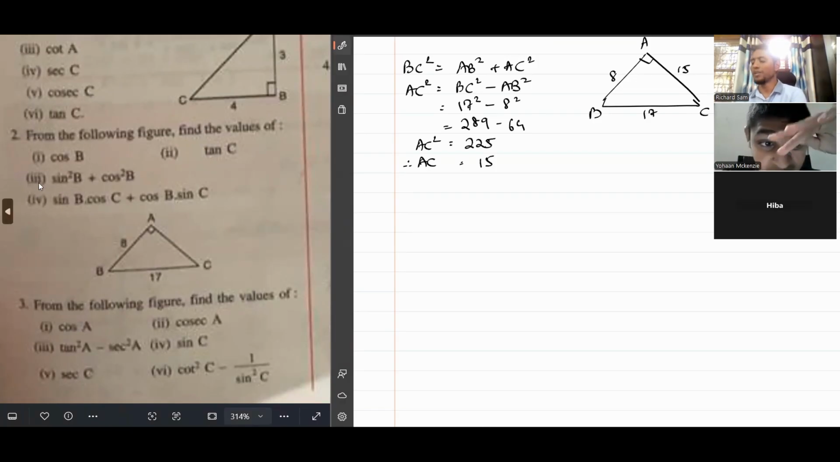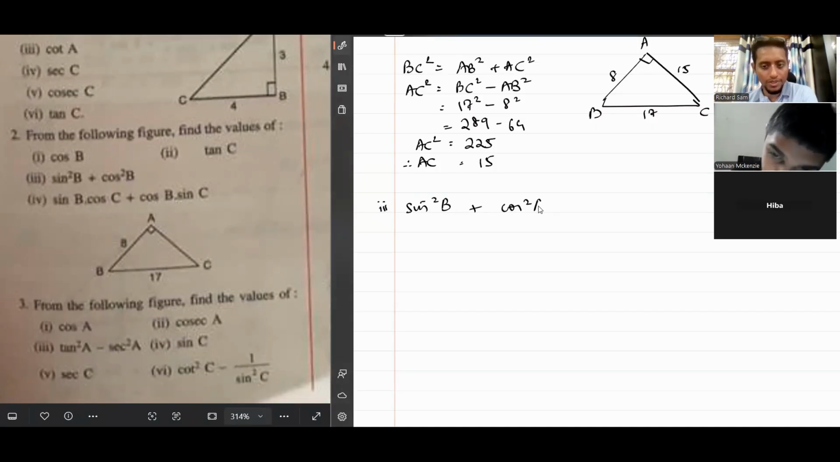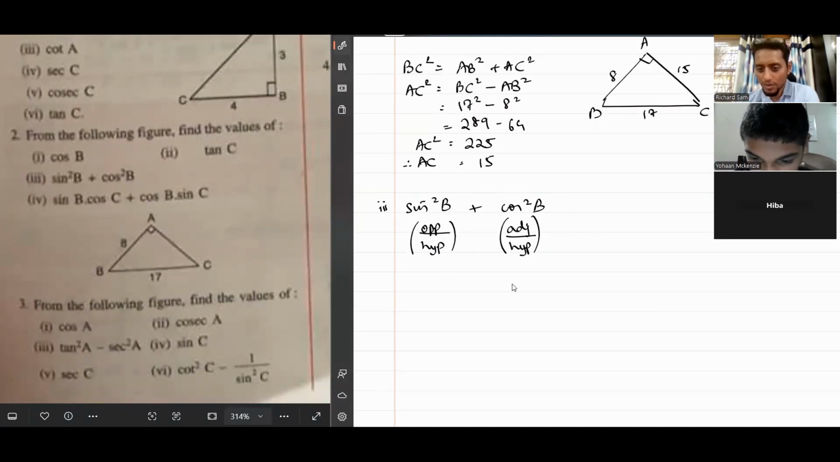Now look at this more complex type of question, sin square B plus cos square B. So we're doing the third one directly. Sin square B plus cos square B. So what is sin B? Sine formula is opposite upon hypotenuse, and cos is adjacent upon hypotenuse. I'm just writing this in brackets so that we know what to substitute.